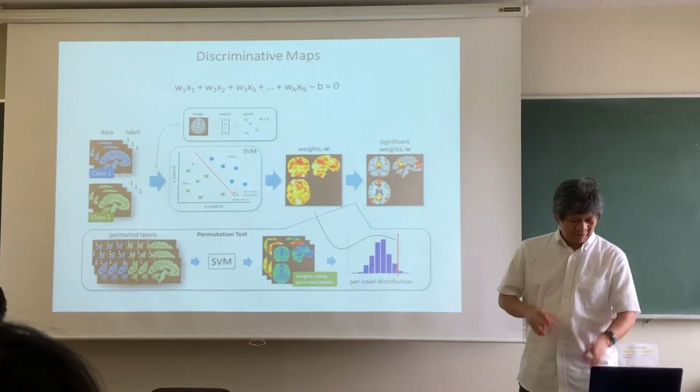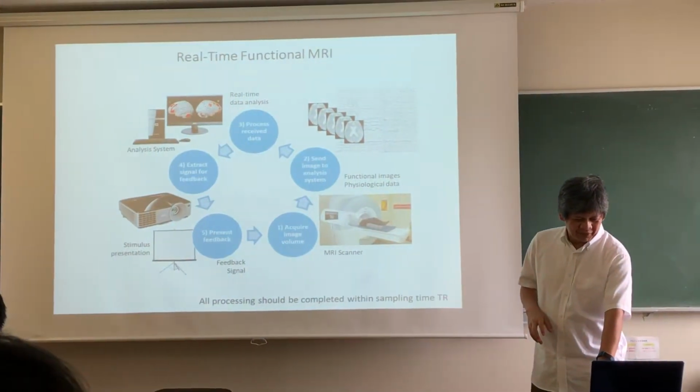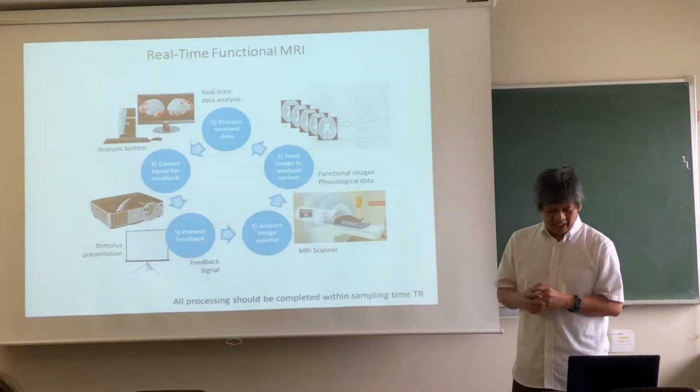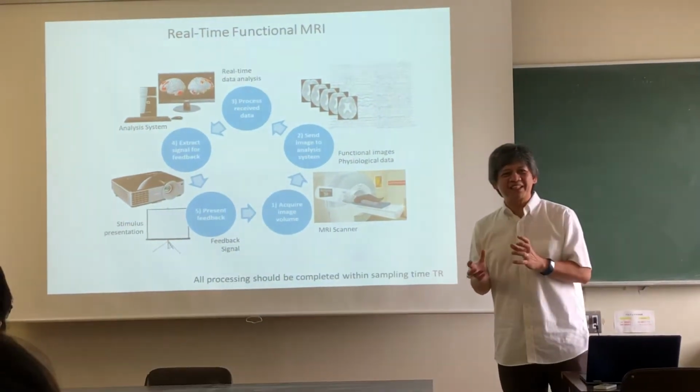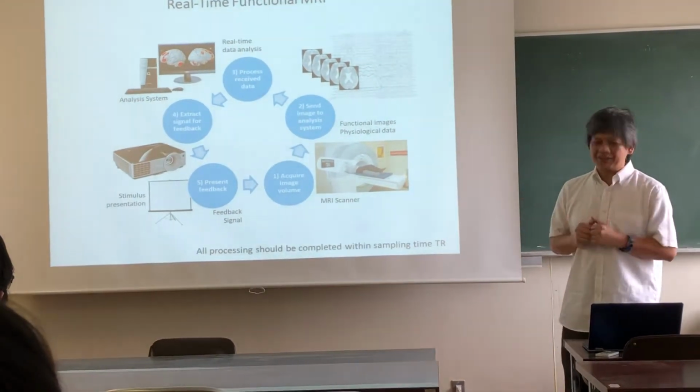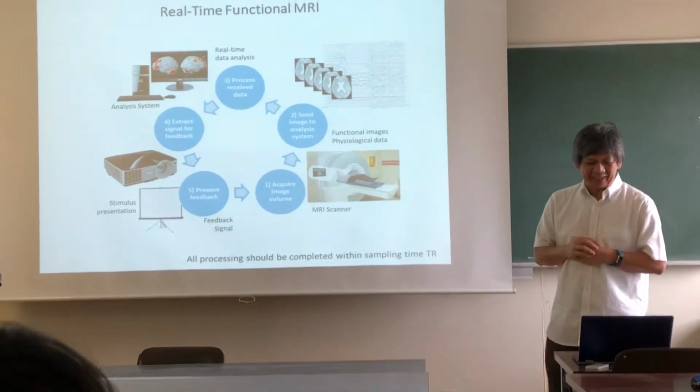Okay. So now that we have brain states, we have the support vector machine to classify the different brain states. Now let me go to the real-time aspect of it. So this is the real-time fMRI.